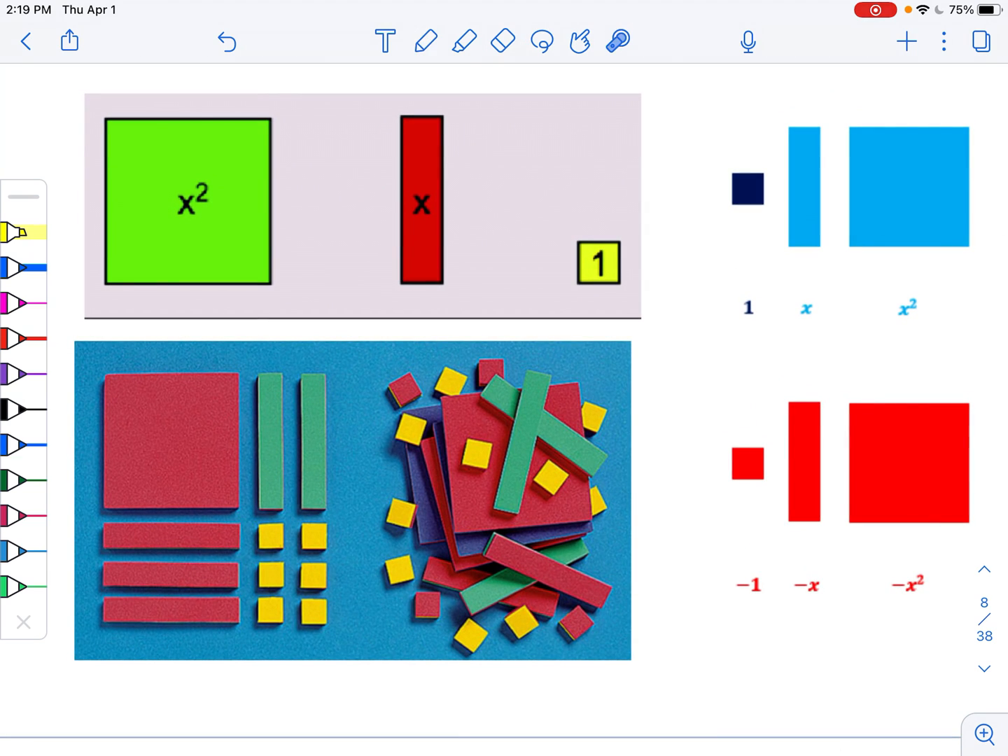Here we have algebra tiles. First of all, let's start with the unit, okay? This small unit right here is one unit, and you have your positive 1 and negative 1. So say this is a positive 1. Well, this side right here that I highlight, if this is a 1 by 1, the area of that little square is 1.